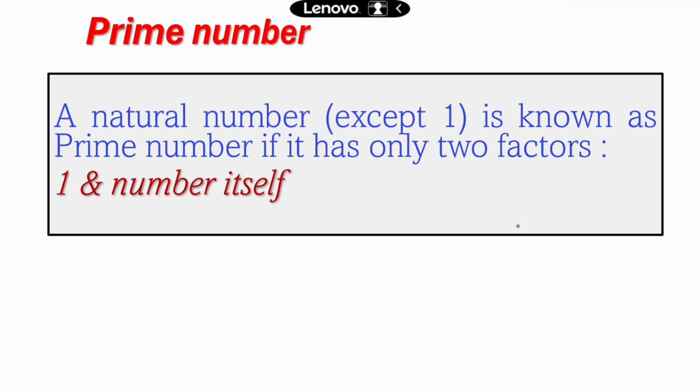So in the previous lecture we saw the factors of 50 natural numbers and we found many numbers which have only the factors 1 and the number itself. So those are prime numbers.